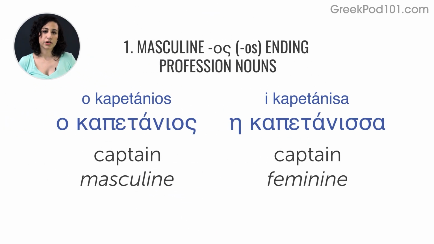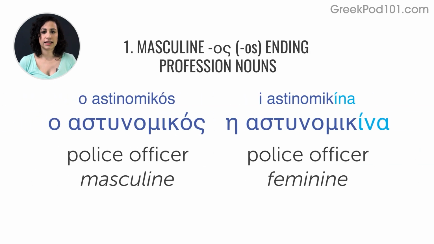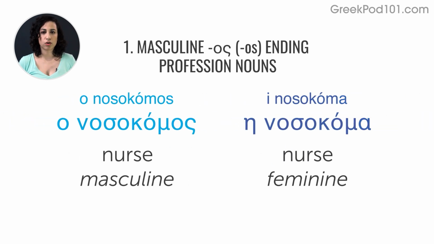Now, let's see some common feminine profession noun endings. The first category we shall see are the masculine os ending profession nouns. Here, the vast majority of the nouns are identical for both genders. For the rest, some common feminine endings are ίσα, like ο καπετάνιος, η καπετάνισσα, captain. Ίνα, like ο αστυνομικός, η αστυνομικίνα, police officer. And a, like ο νοσοκόμος, η νοσοκόμα, nurse.